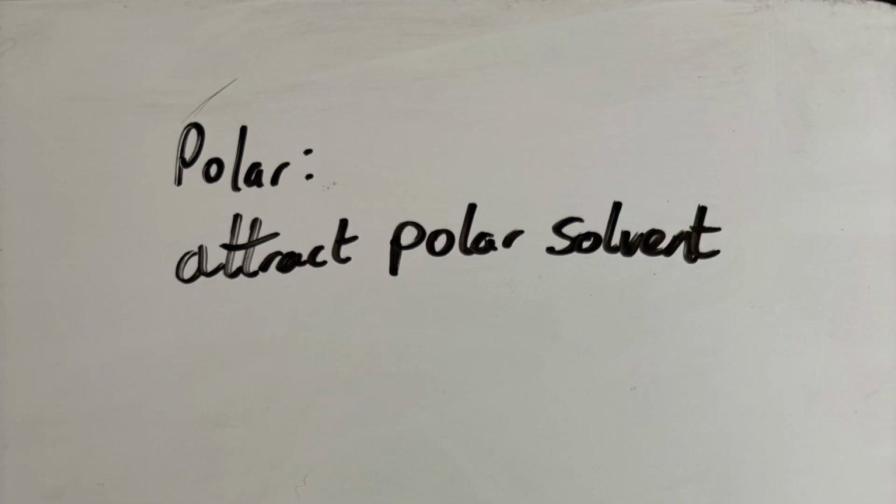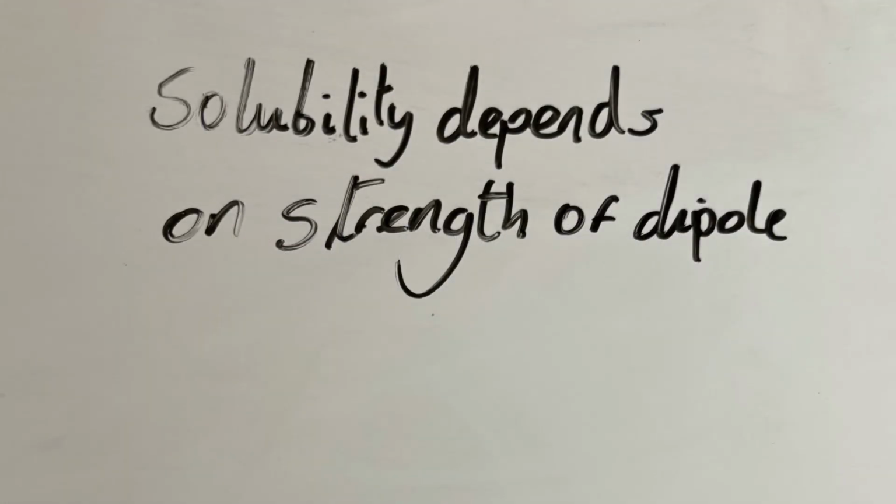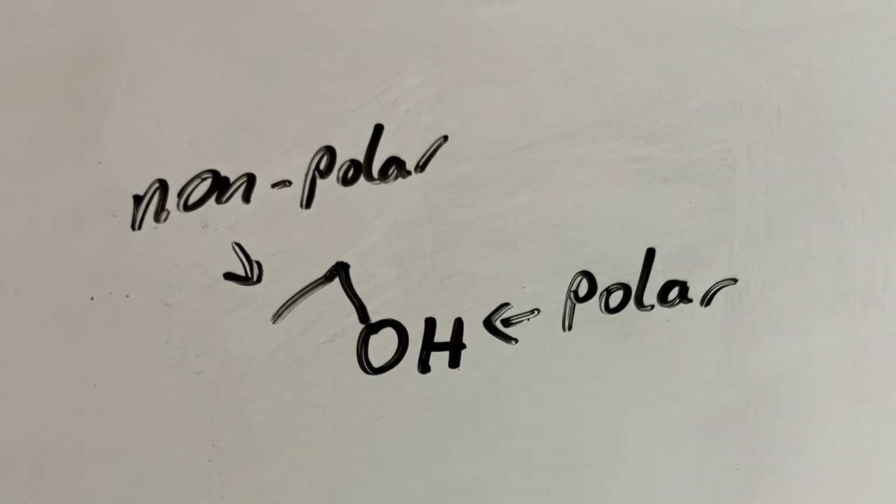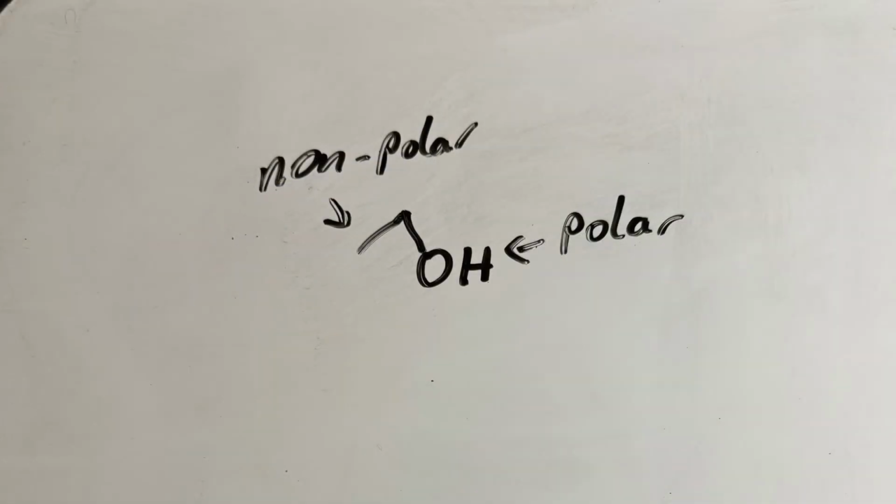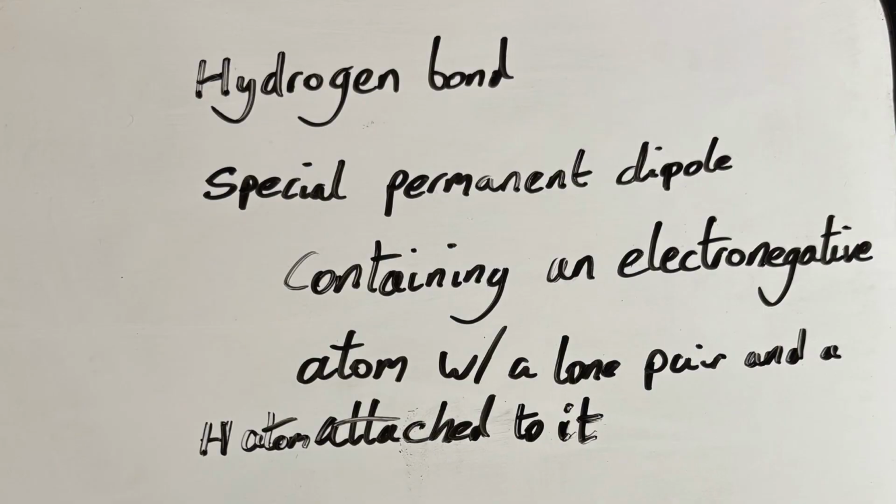And with polar molecules, the opposite is true. They attract polar solvents to get in between the molecules and disturb their intermolecular forces. Although it has to be said that the solubility depends on the strength of the dipole in both the solvent and the molecule. But its solubility in non-polar solvents depends on the molecule itself. For example, here with ethanol, you have a polar end, but you also have a non-polar end, which will dissolve well in non-polar solvents.